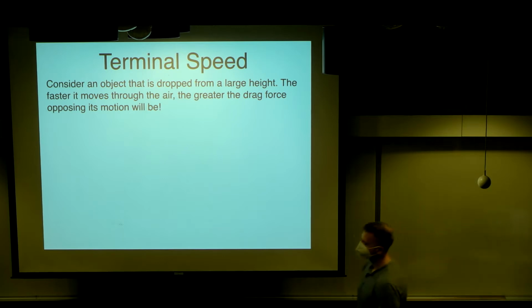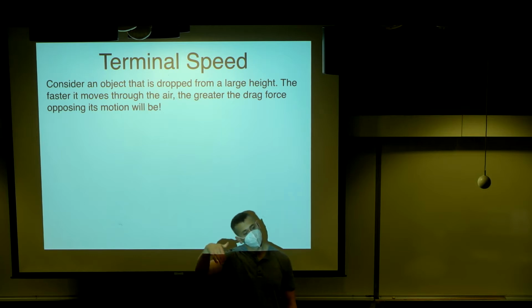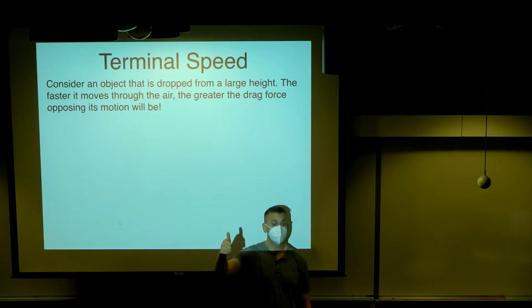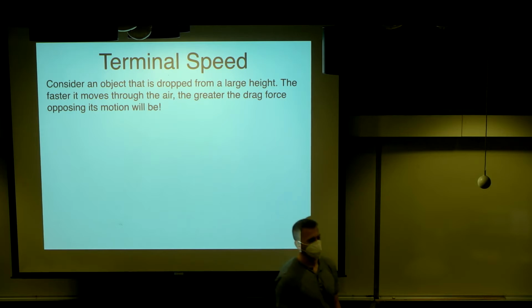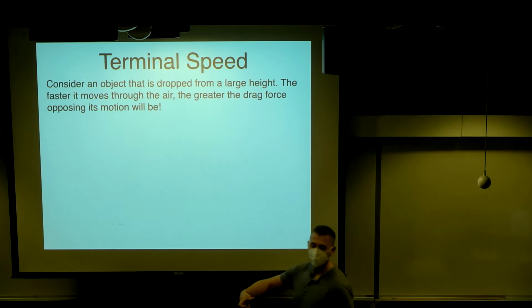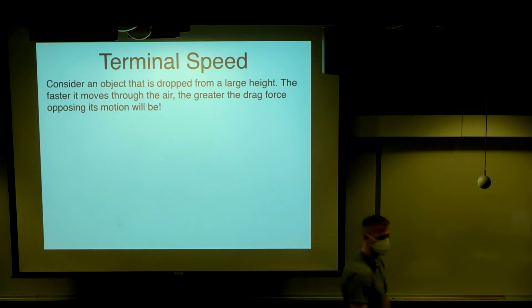Now, what's going on if I just take an object and I drop it? Well, what forces will be present on the free body diagram? You'll have gravity going down. You can be sure about that. But you'll have a drag force going up, which is opposing the motion of the falling body. And the thing about that drag force is the faster the object is falling, the bigger the drag force is going to be, because that's the way it works, right? It's proportional to the speed.